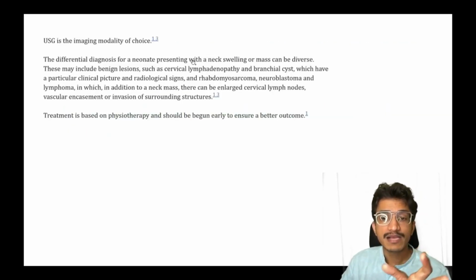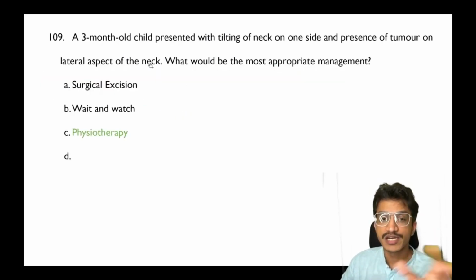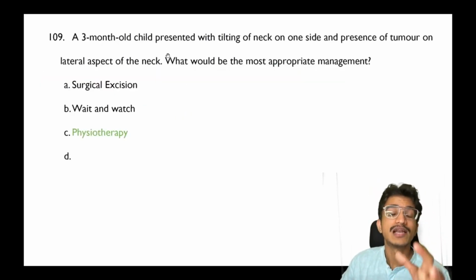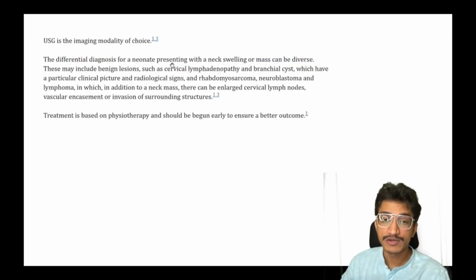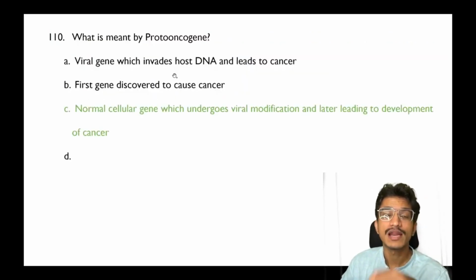So neck swelling or mass can be diverse, but usually if it is associated with a tilting of the neck on one side, it is usually fibromatosis. So usually do physiotherapy, according to the reference I've got in the online articles.